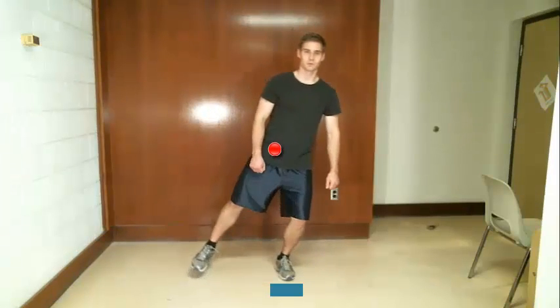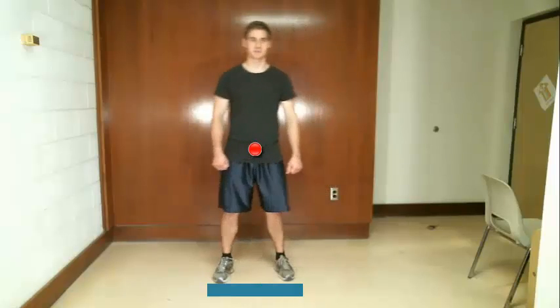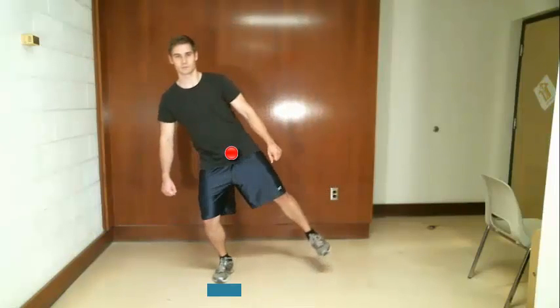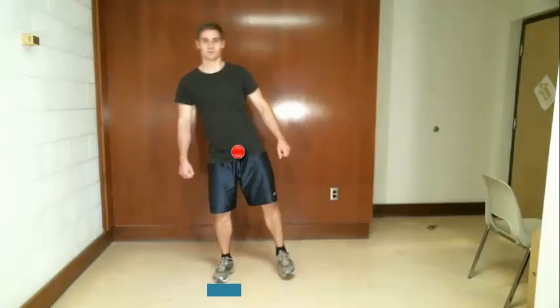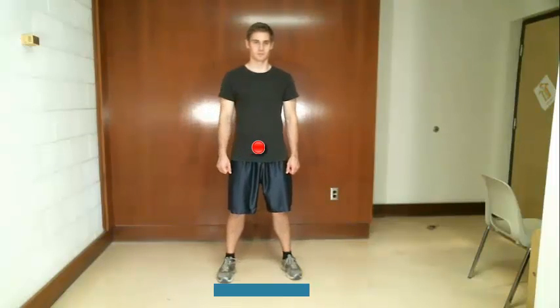The center of mass is never in one place. Its location changes constantly with movements. Here, as the individual shifts his weight from one leg to the other, the center of mass moves as well. As one arm is raised to the side, the center of mass shifts as well.